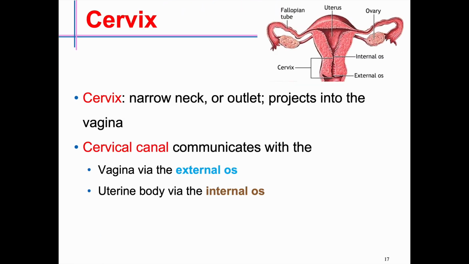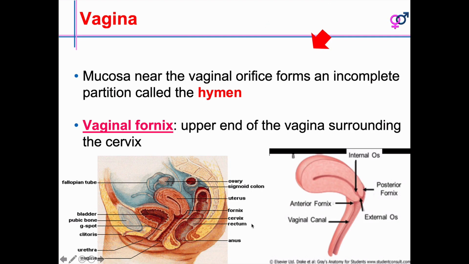Now coming to the cervix. A cervix is a narrow neck-like region that projects into the vagina. The cervical canal communicates with the vagina via the external os, and with the uterine body via the internal os. Okay, so you know what, clinically this junction is very important. I will tell you why.